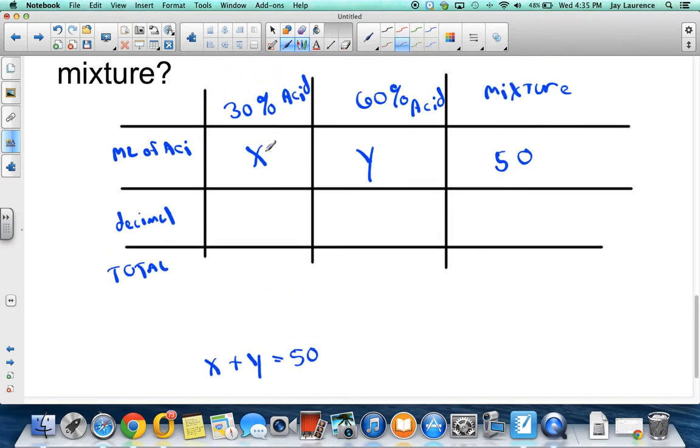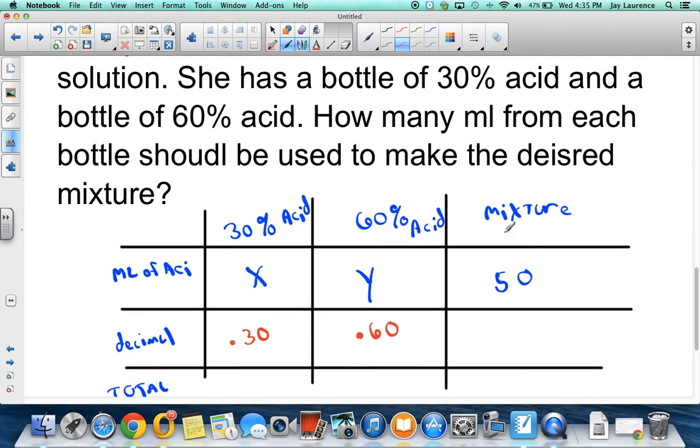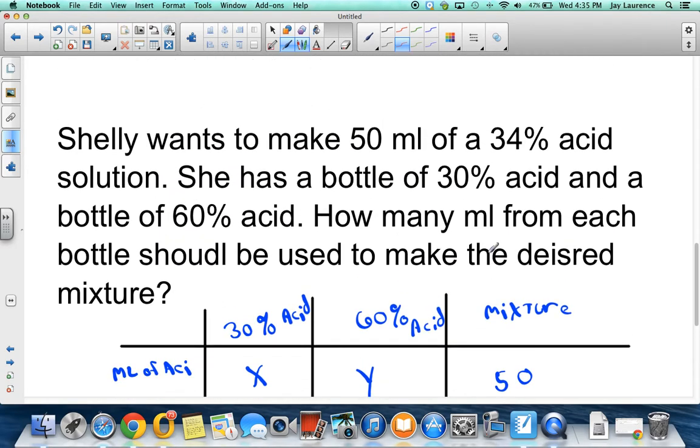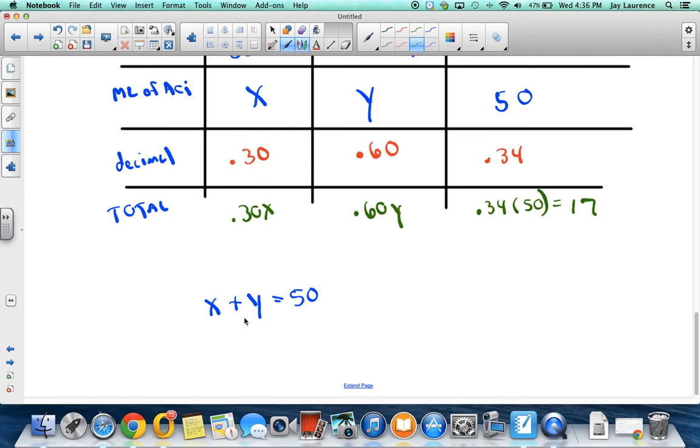Now, the 30% acid, the decimal is going to be 0.30. 60% is 0.60, and the mixture needs to be 0.34, right? 34%? Yep, absolutely. 0.34. And now I multiply down, and I'm going to get 0.30x, 0.60y, and I'm going to get 0.34 times 50, which is going to equal 17. Wow. Coincidence. The last problem was 17. They won't always be 17. That's just kind of a coincidence.